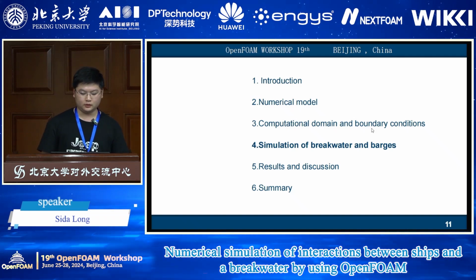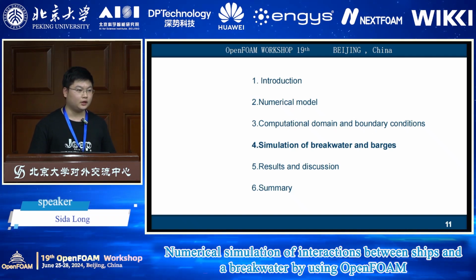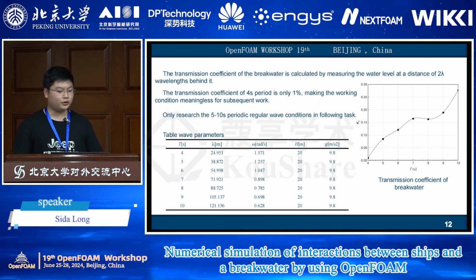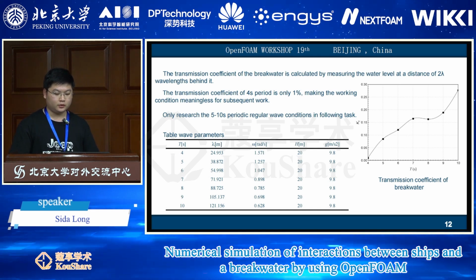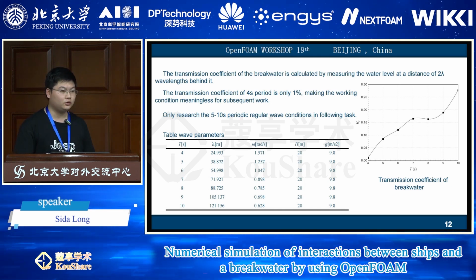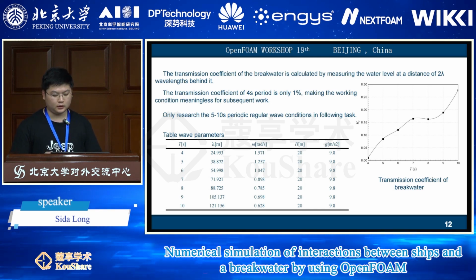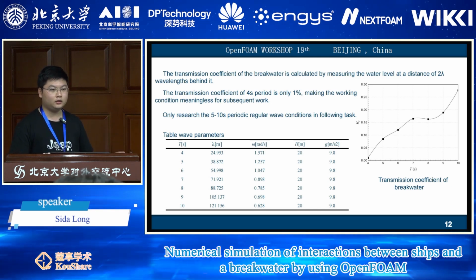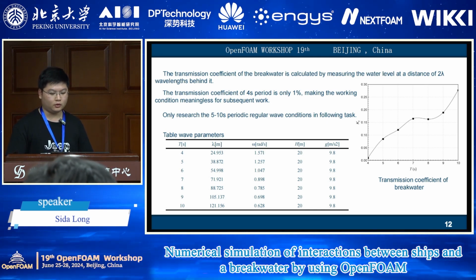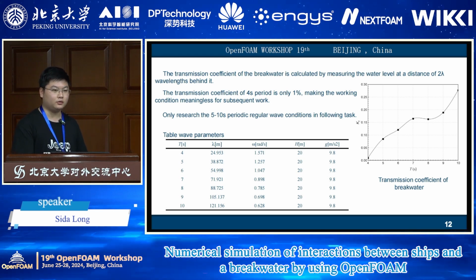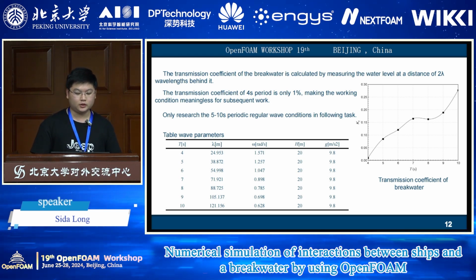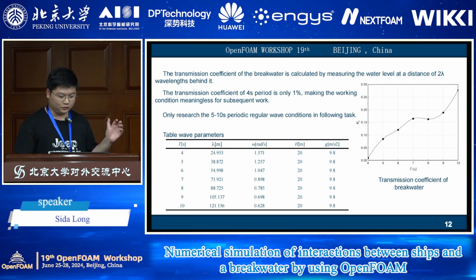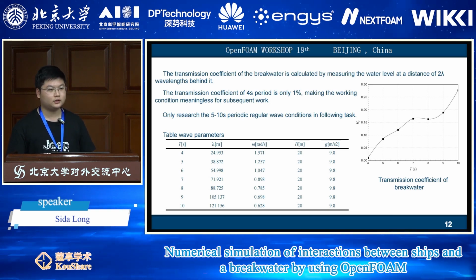Four is the simulation of the breakwater and barges. The transmission coefficient of the breakwater is calculated by measuring the water level at the distance of 2 wavelengths behind it. And in this figure, we can find that the transmission coefficient of the 4 second period is only 1%. That makes the working condition meaningless for subsequent work. So we just research the 5 to 10 seconds period regular wave conditions in the following task.